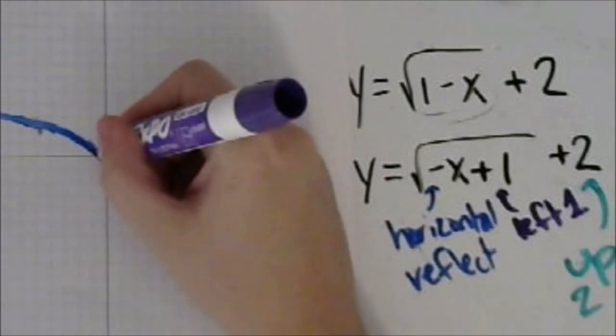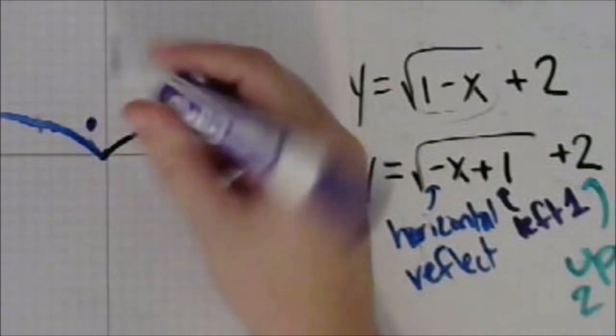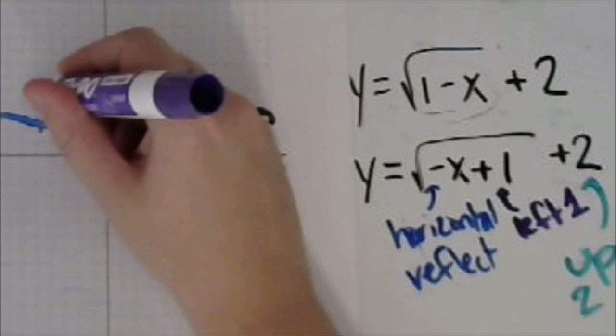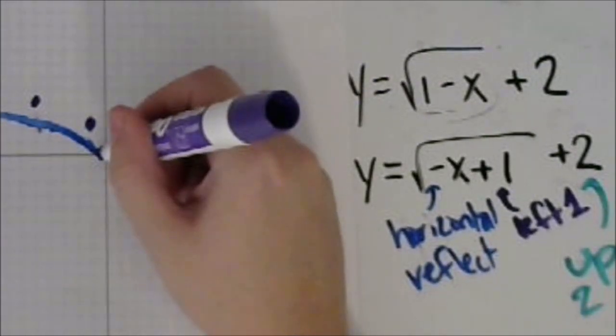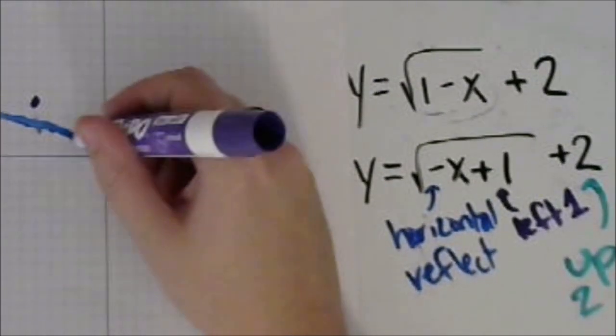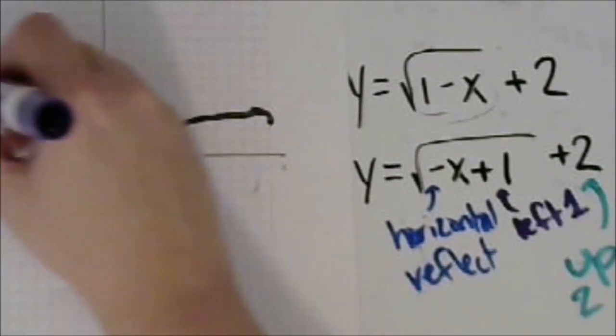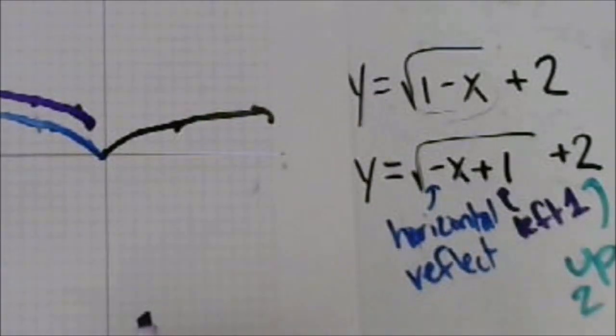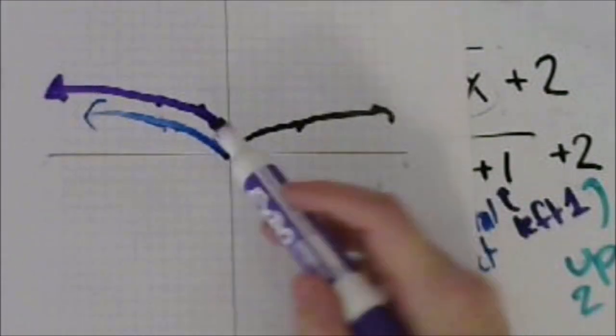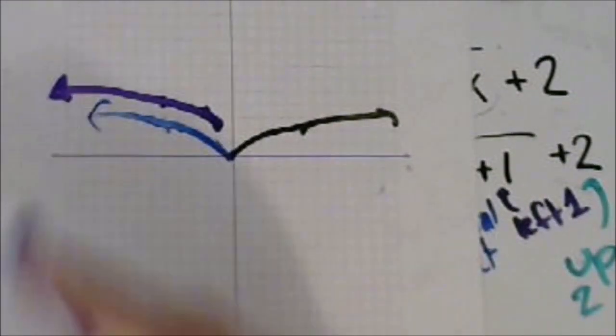Take each point, move it left 1 and up 2, left 1 and up 2, and then 1, 1 needs to go left 1 and up 2. I skipped that one. Be careful that you don't draw too much function. The square root has an endpoint and a continuous side.